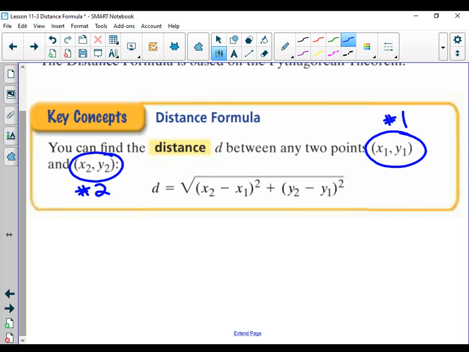X2 minus x1, in parentheses with a square. Y2 minus y1, in parentheses with a square. That's a lot of work. If you can get the numbers in the right spot, the math is not super difficult. So we just have to go slow and make sure we get the numbers in the right spot. Are we okay so far? So far meaning you wrote down the formula.